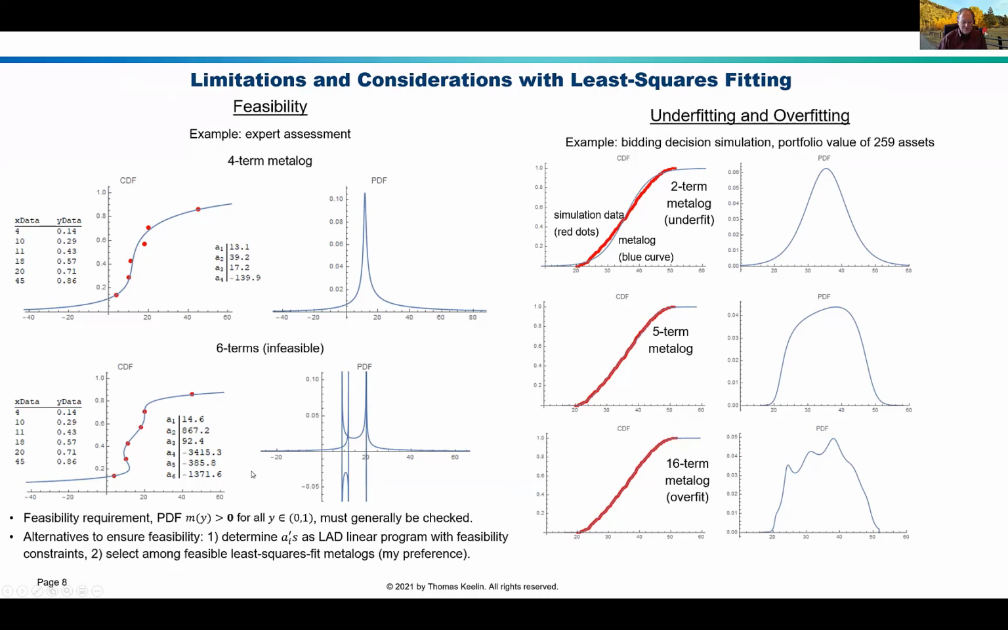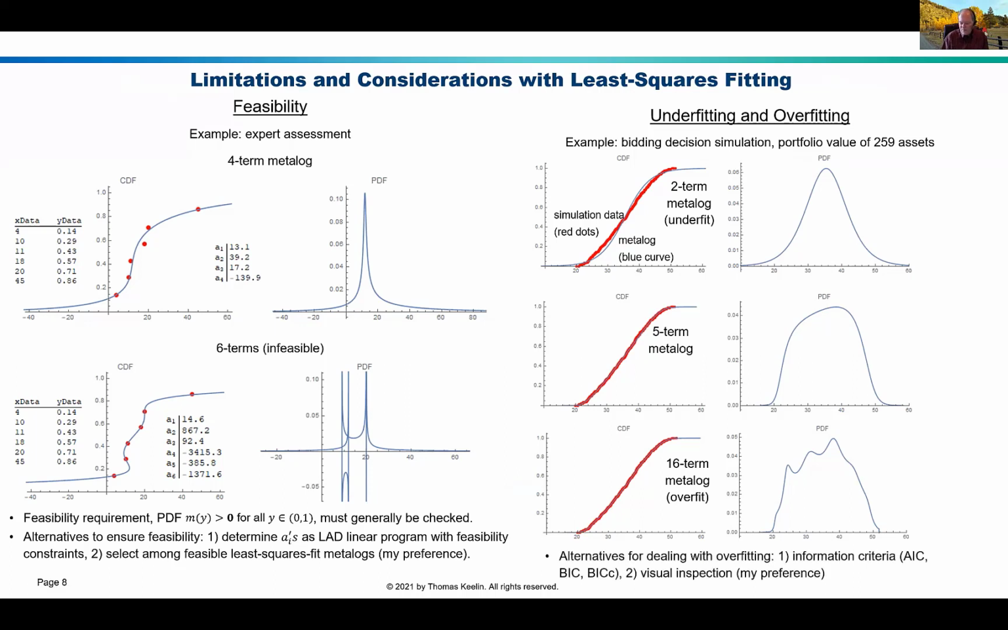So there's always a feasibility requirement that the density function has to be strictly positive, and that generally needs to be checked. There are various alternatives to ensuring feasibility. One is to determine the A coefficients as a linear program, and there are published papers on that. But I simply like to just plot the Metalogs for the various numbers of terms and see what actually looks best or seems best for the data I have.